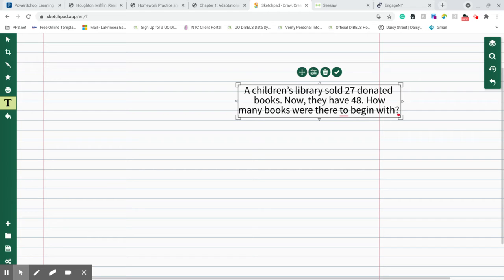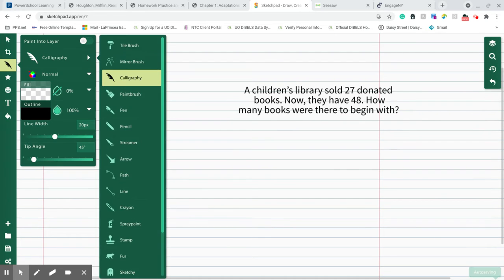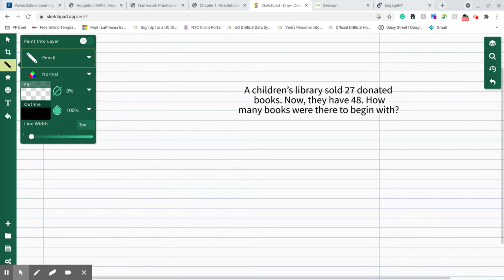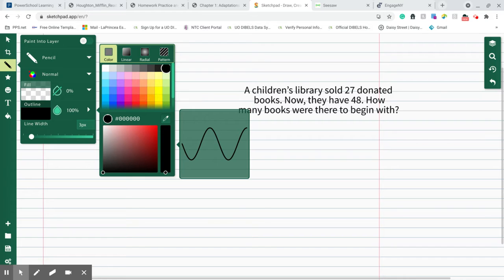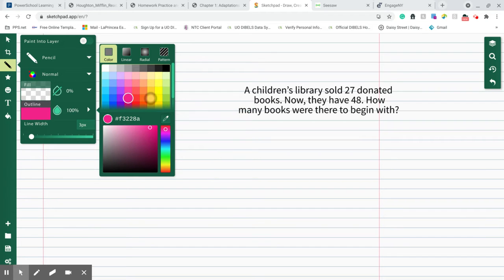Okay, so first, we'll start with our application problem, which is what we start with for the most part every day. We are going to read the problem, draw a picture, and write an equation and a sentence to match. All right, so my problem says a children's library sold 27 donated books. Now they have 48. How many books were there to begin with?